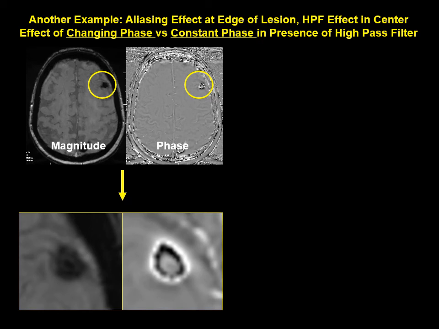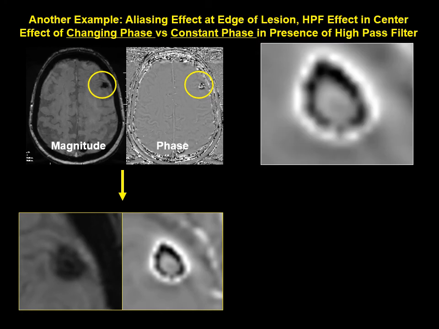This pair of images shows the magnitude and phase components of a patient with a left frontal lobe microhemorrhage. These images are magnified at the bottom of the left-hand side of the screen, and then I further magnify the phase component at the top right of the screen.